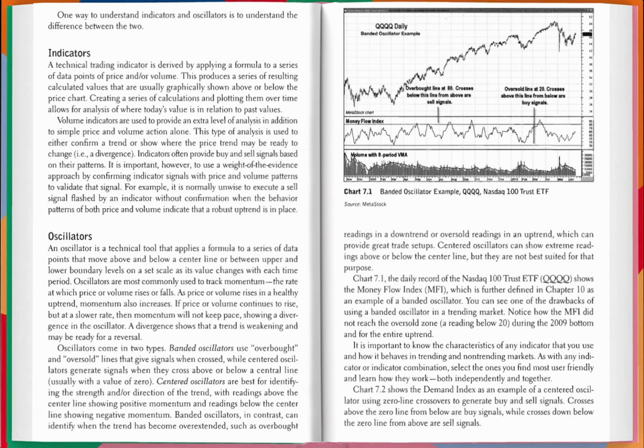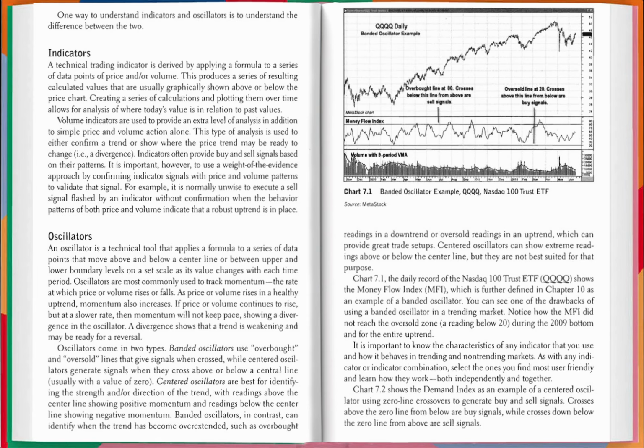If price or volume continues to rise, but at a slower rate, then momentum will not keep pace, showing a divergence in the oscillator. A divergence shows that a trend is weakening and may be ready for a reversal. Oscillators come in two types. Banded oscillators use overbought readings in a downtrend or oversold readings in an uptrend, which can provide great trade setups.